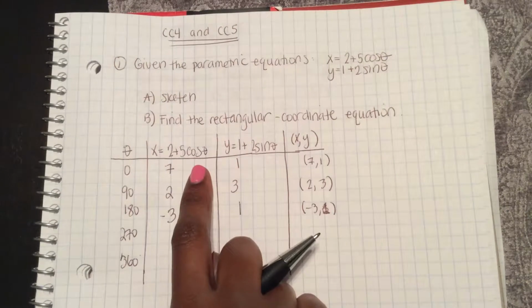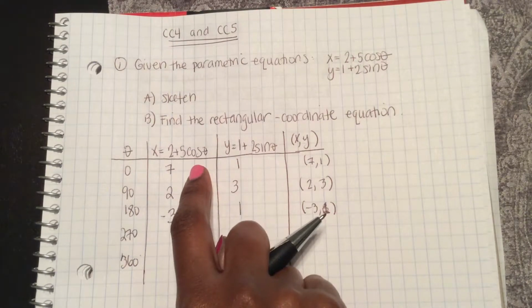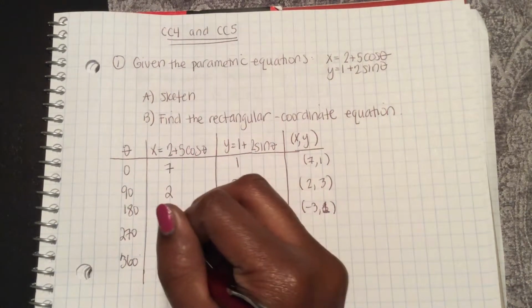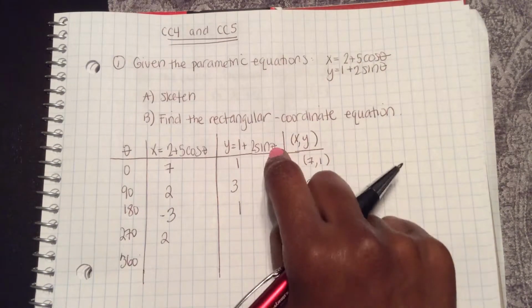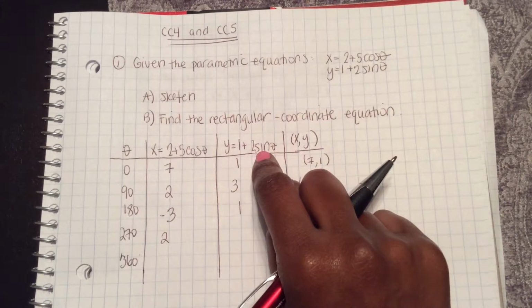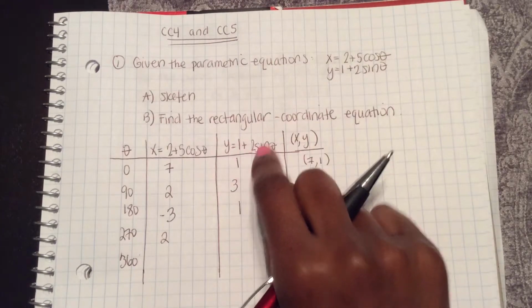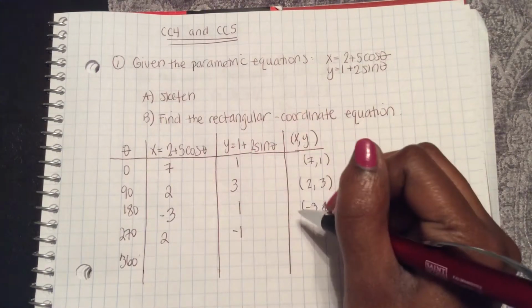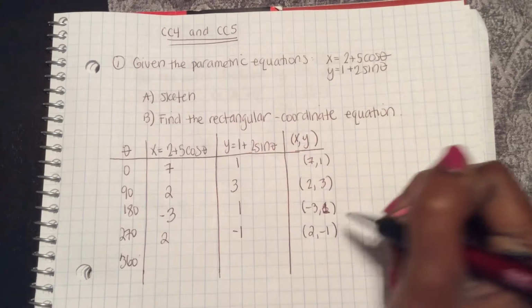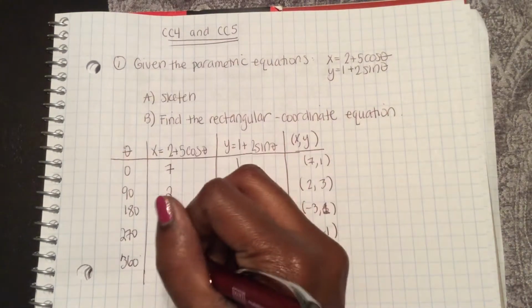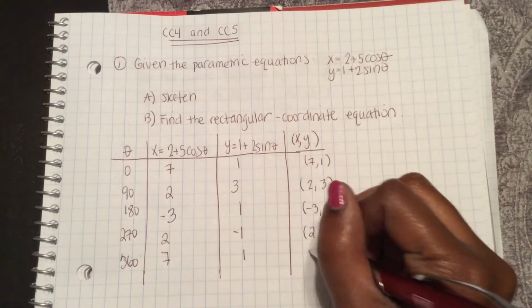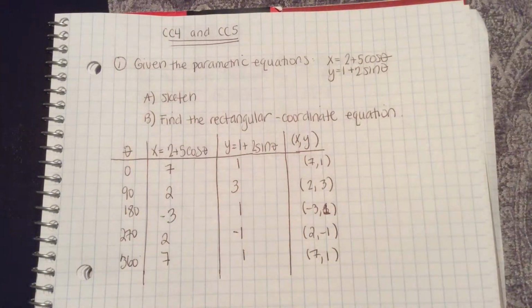270. Cosine of 270 is 0. 2 plus 0 is 2. Sine of 270 is negative 1. 2 times negative 1 is negative 2. 1 plus negative 2 is negative 1. And lastly, 360 is the same as 0, so we'll end up at our same spot.